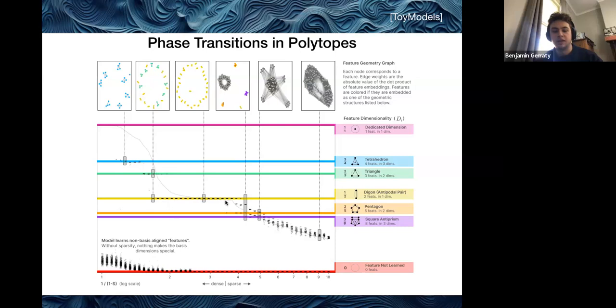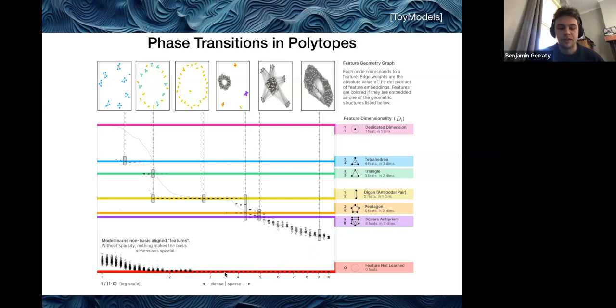The sticky region, for a lot of values of sparsity, gets stuck at this digon pair, embedding a lot of one-dimensional subspaces up in your high dimensional space, just shoving 2 features into 1 dimension. Then we get some pentagons, like we mentioned before: 5 features in 2 dimensions, and some square antiprisms where you have 8 features in 3 dimensions. As the sparsity gets higher and higher, the model just basically tries to embed everything. Everything has non-zero dot products, and it becomes this big bagel soup where everything is connected to everything.